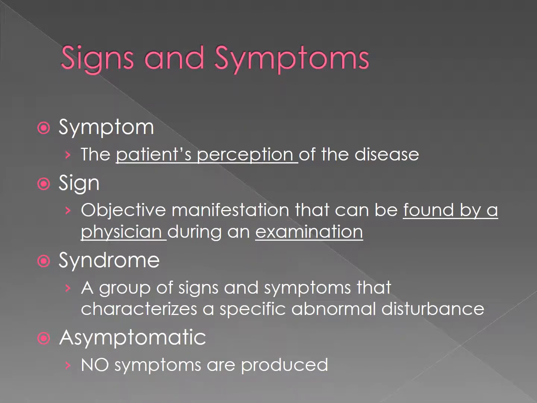Signs and symptoms you have probably heard of before. A symptom is the patient's perception of what's going on. A sign is something that's visible, a manifestation that can be found by a physician during an exam. A syndrome is a group of signs and symptoms that characterize a specific abnormal disease. And asymptomatic basically means that there are no symptoms at all.